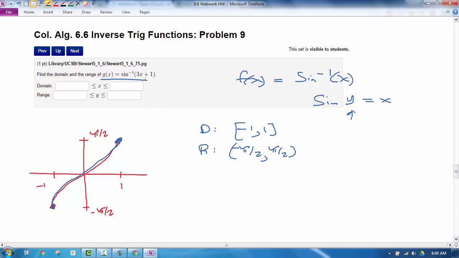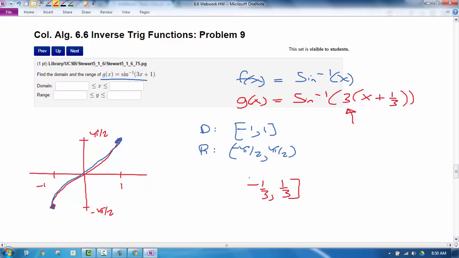Now this one is different though, because this one has been stretched. In fact, I can write it as 3 times x plus 1/3 right here. So this is a horizontal shrink of a factor of 3. So the domain would now be negative 1/3 to 1/3 because I have to shrink it. And then also this shifts it to the left 1/3. So now I have to subtract 1/3. So it would be negative 2/3 to 0 here for the domain. And then nothing's happened to the range, so that can stay negative pi over 2 to pi over 2.